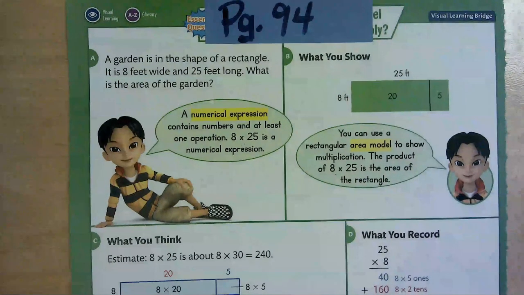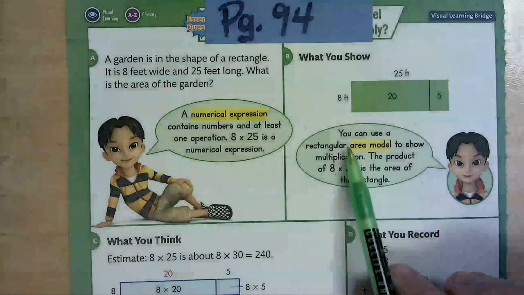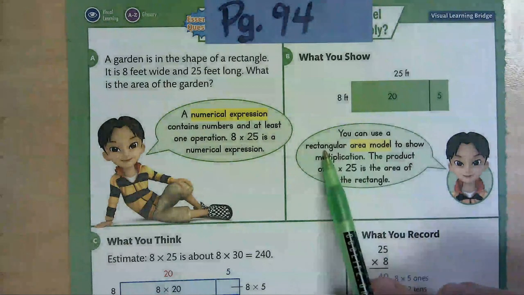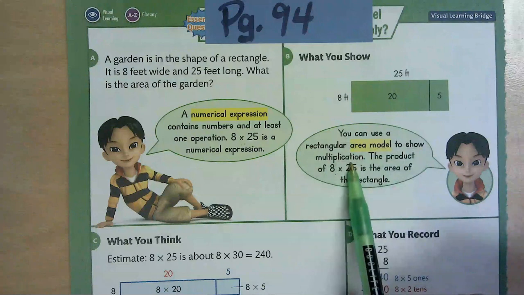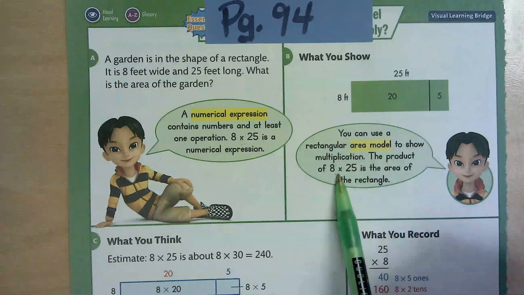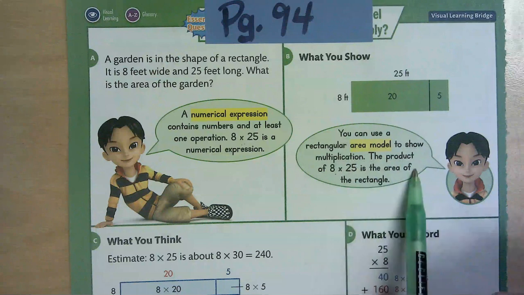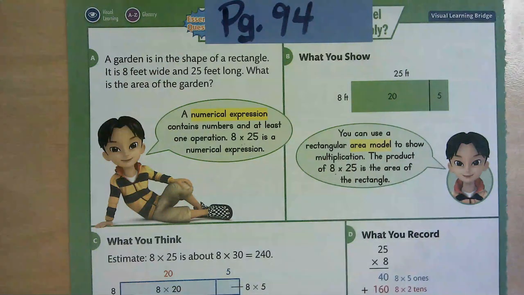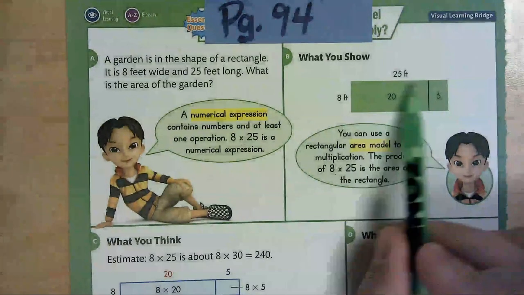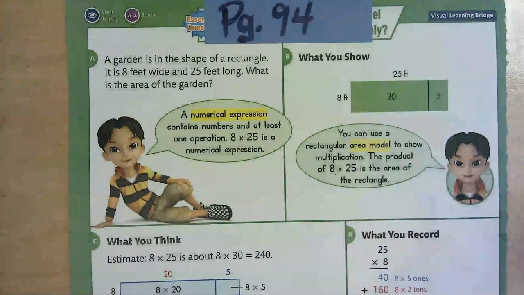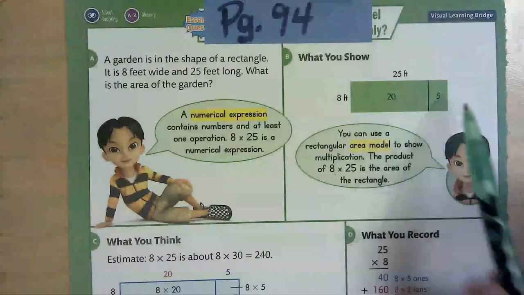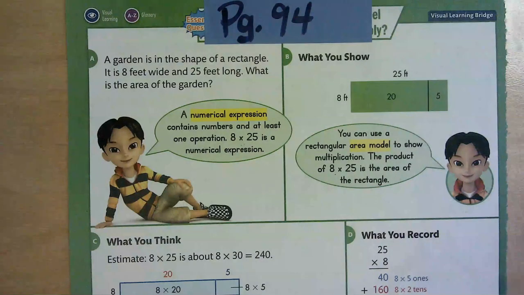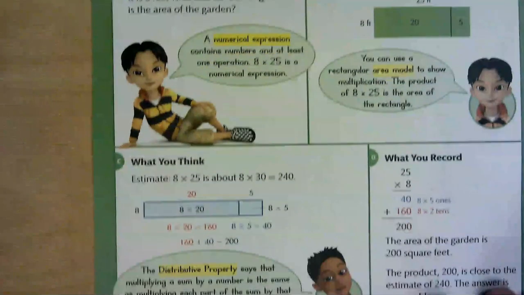All right. The next one we've got over here is area model. It says you can use a rectangular area model to show multiplication. The product of 8 times 25 is the area of the rectangle. And if you remember, area means how much it takes to fill the inside of a shape. So for this one, we've got our rectangle, so we're talking about how much actually fills that up.